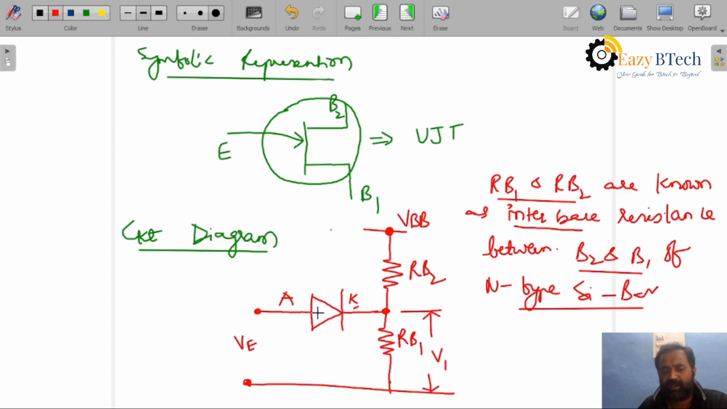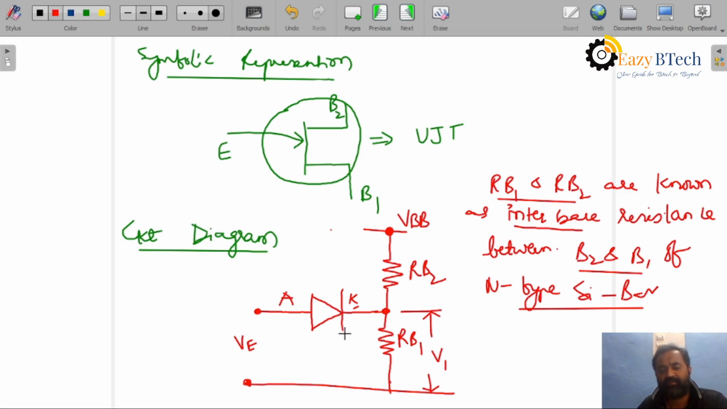But in reverse bias, the current that flows through the PN junction diode is a minority current. That is, when it is reverse biased, the current flowing through the diode is a leakage current, or minority current, or reverse saturation current. It is on the order of 10 power minus 6 or 10 power minus 9. It is in nanoamperes for silicon and microamperes for germanium.